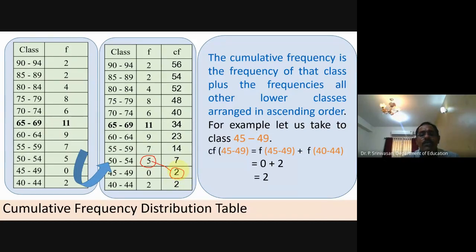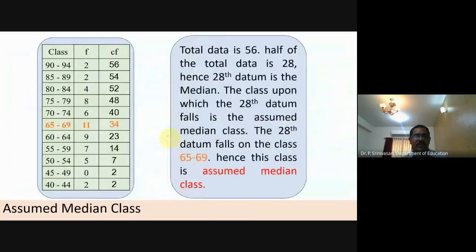So like that only it goes. Just diagonally then add 7 plus 7, 14. 14 plus 9, 23. That is how the cumulative frequency is calculated. And that is what I have written on the right hand side. Hope you have understood. I'll go for next.